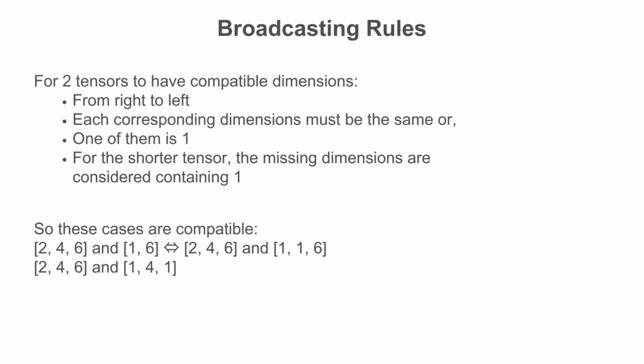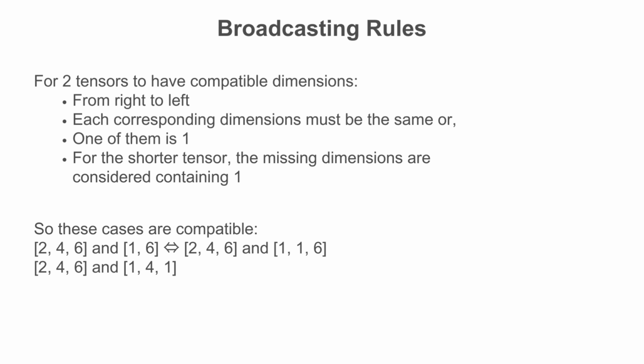Broadcasting rules explained. To perform broadcasting, tensors must have compatible dimensions. But what does that mean? Here's the rule. Starting from right to left, each corresponding dimension must either be the same or one of them equals 1. For shorter tensors, missing dimensions are considered as 1 for compatibility.